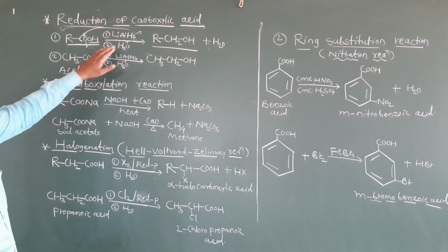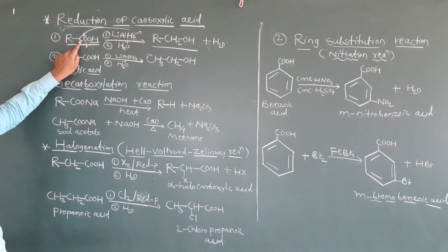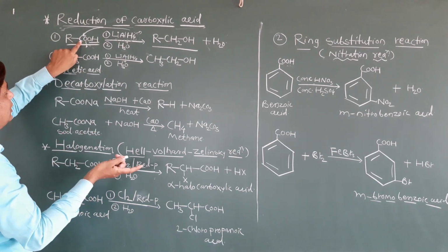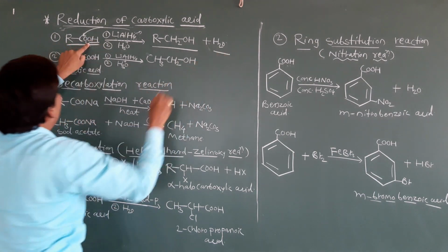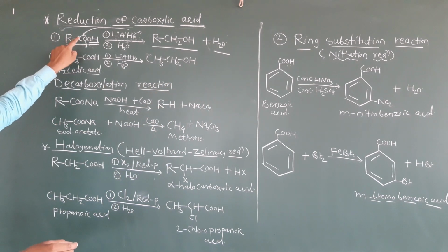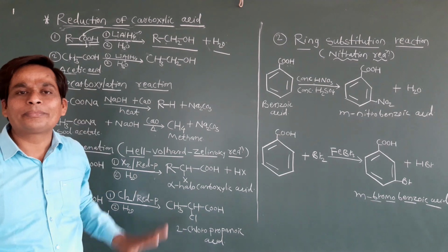Now clear students? Out of these 4 hydrogens, 2 hydrogens attach to this carbon, converting it into CH2, and the remaining 2 hydrogens and this oxygen leave as H2O, and the remaining structure stays as it is, RCH2OH, which means we will get an alcohol.